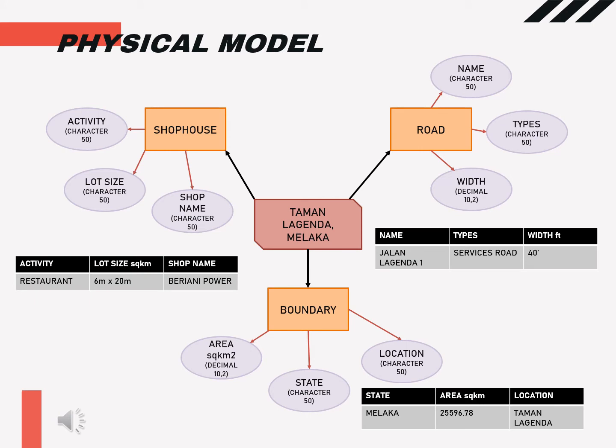This is the physical model. In the physical model, it shows the table. For the shophouse, the activity is restaurant, the lot size is 6 meters times 20 meters, and the shop name is Brani Power. For the boundary, the state is Melaka, the area is 25596.078, and the location is Taman Legenda. For the road, the name is Jalan Legenda 1, the type is service road, and the width is 40 feet.